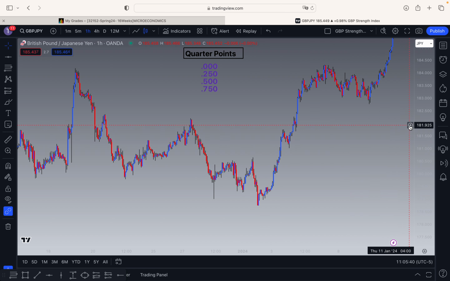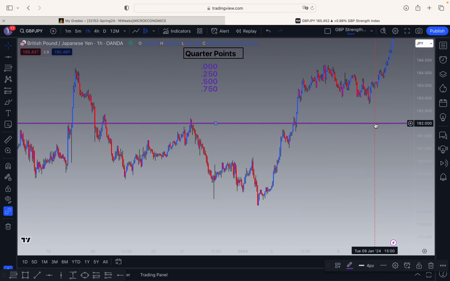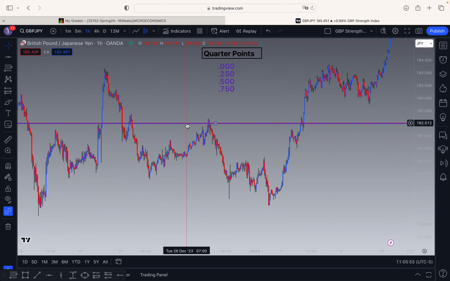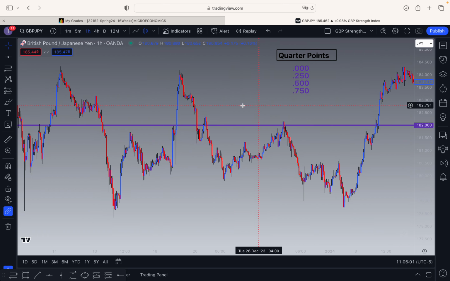If you look to the right of your screen, you see price, and if you plot these points at exactly these areas, let's say for the 182 flat area, you can see that if we look to the left of the screen, price had respected this quarter point as a resistance here and sold off. It broke the resistance here and buyers pushed up.